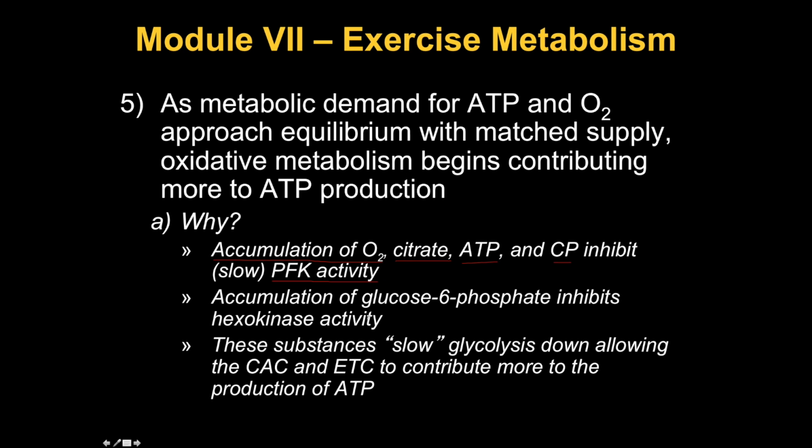We'll also get an accumulation of glucose 6-phosphate, which means that you're going to slow down hexokinase activity. So you won't draw as much glucose from the bloodstream into the working muscle because this glucose 6-phosphate has accumulated. That's telling the system that, hey, we're matching the demand for ATP here. We've got it. Oxidative metabolism is covering that demand. We also have these substances that are slowing down glycolysis, which will allow the citric acid cycle and the electron transport chain to take over as the ATP producers.